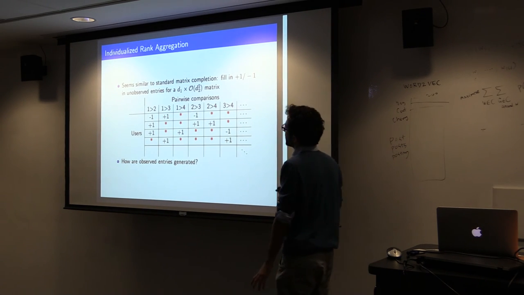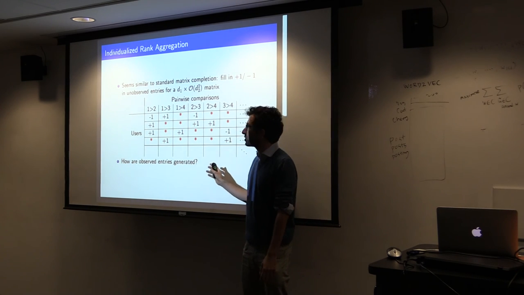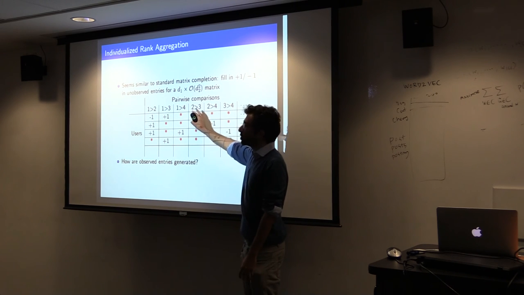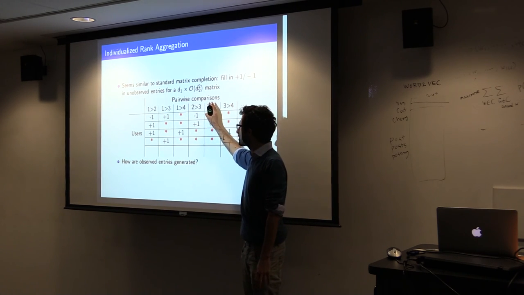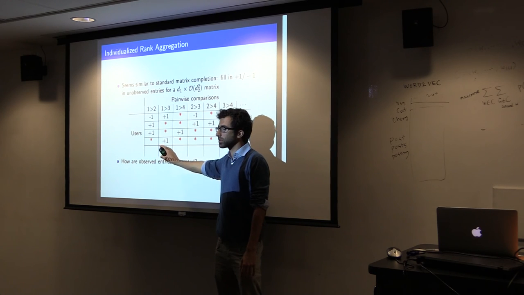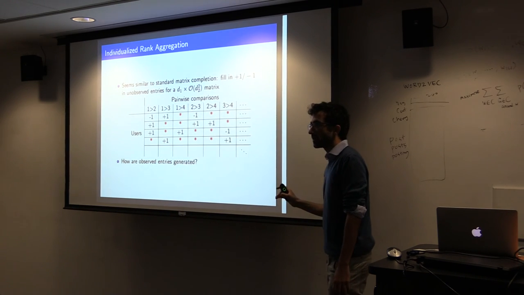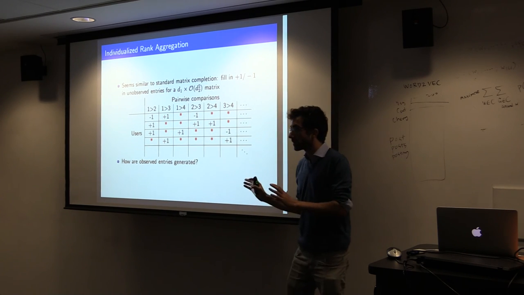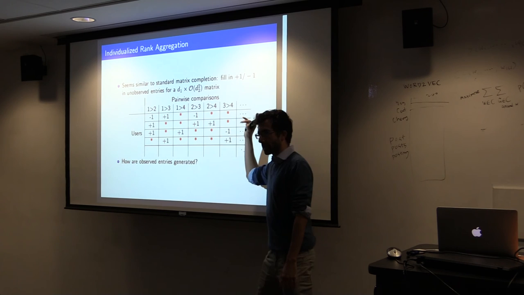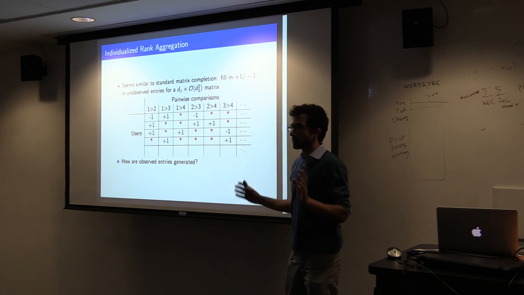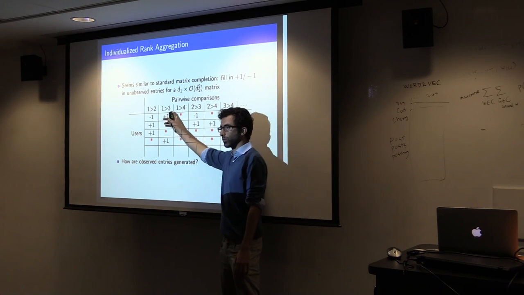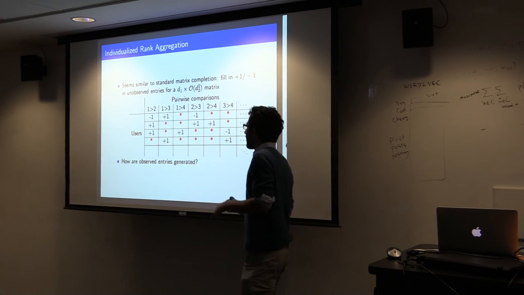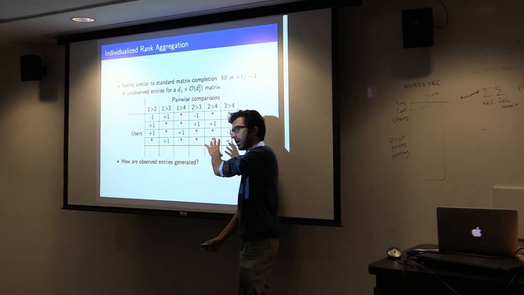But now in an individualized rank aggregation, it's similar to standard matrix completion, but now I have D1 users by D2 choose 2, if I'm only looking at pairwise comparisons, matrix, and it's plus 1s and minus 1s, and I want to fill in the missing entries. So now in general, this is super ill-specified. I have just way more data to consider. I could fill in random plus ones and minus ones, but maybe I want them to be consistent with what I saw. So again, we want to understand how the entries are being generated.